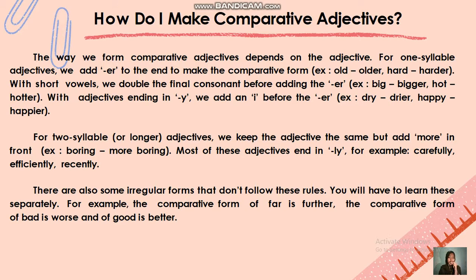For three-syllable or longer adjectives, we keep the adjective the same but add more in front. Example: boring, more boring. Most adverbs end in "ly", for example, carefully, efficiently, recently. There are also some irregular forms that don't follow these rules. You will have to learn those separately. For example, the comparative form of "far" is further. The comparative form of "bad" is worse and of "good" is better.